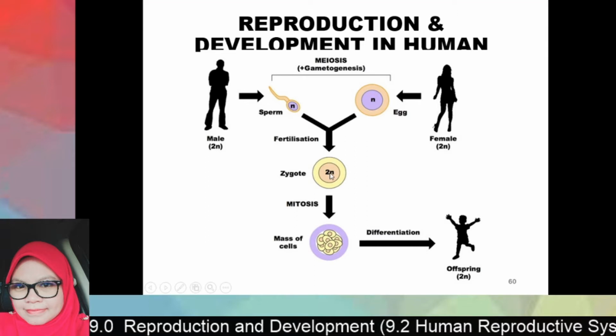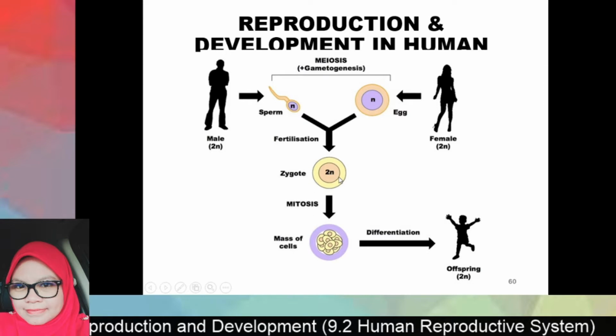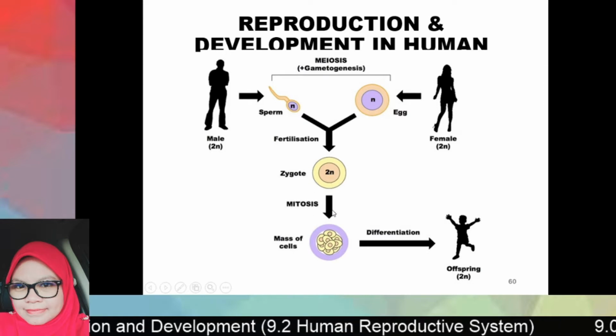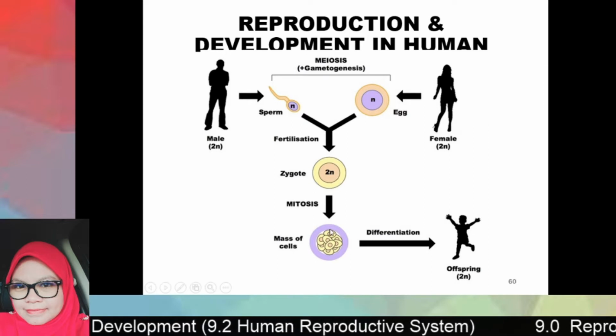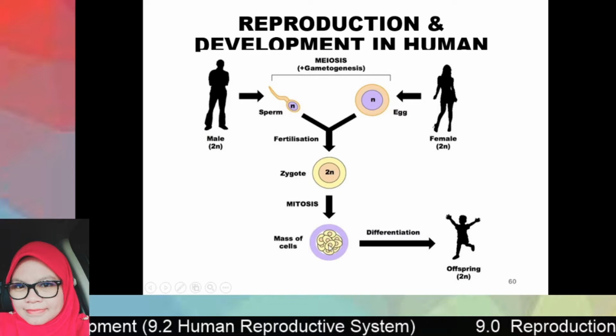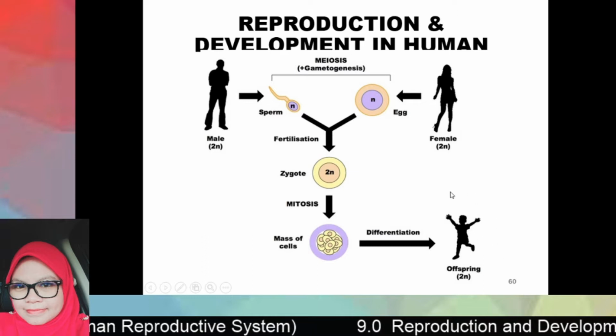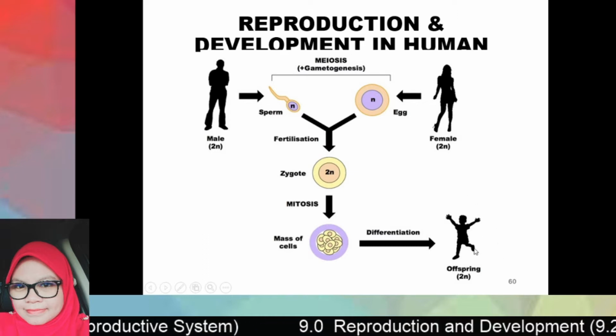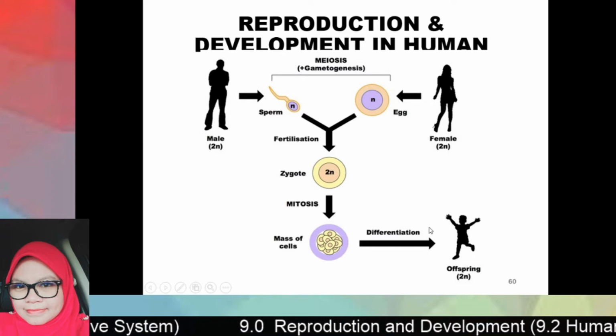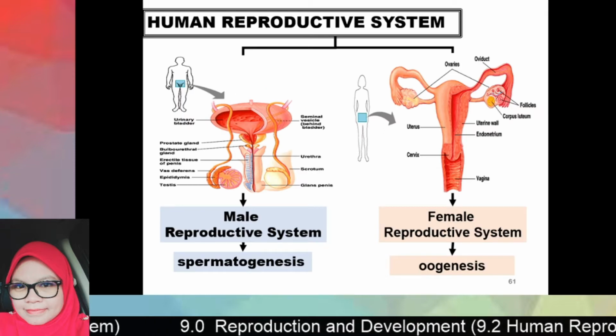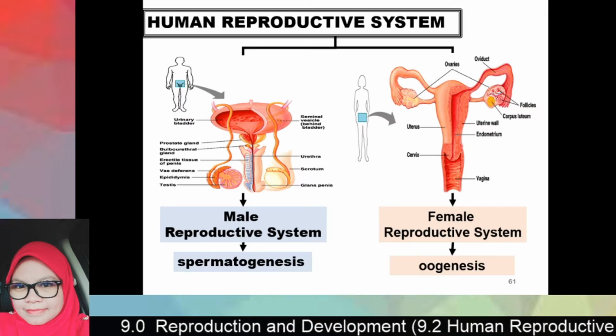zygote, which is diploid. Then the zygote will undergo mitosis and become a mass of cells, and then the cells will undergo differentiation and finally become an individual we call a human. Alright, so let's check it out. What is the human reproductive system?